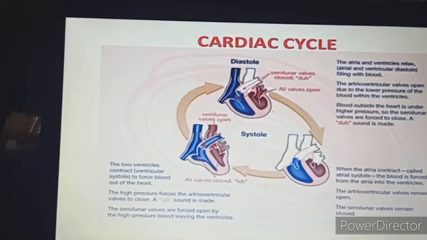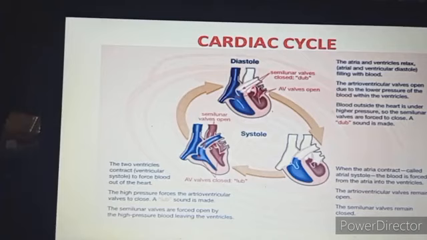The lub dub sound. When the auricle contracts, it produces a weaker sound. The sound is smaller or weaker. This sound is the lub sound. And when the ventricles are contracting, it causes a stronger sound. So that sound is called the dub sound.